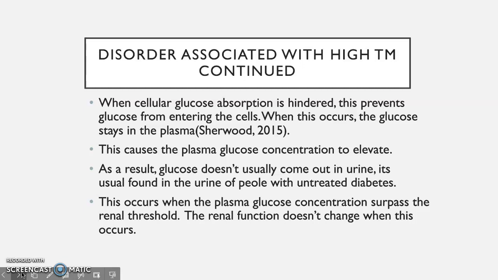When the plasma glucose concentration exceeds the renal threshold, this will occur, even though the renal function hasn't changed. The renal function won't change when the plasma concentration exceeds the renal threshold.